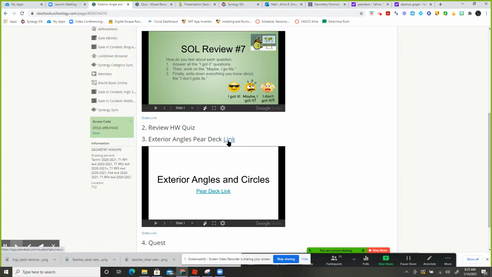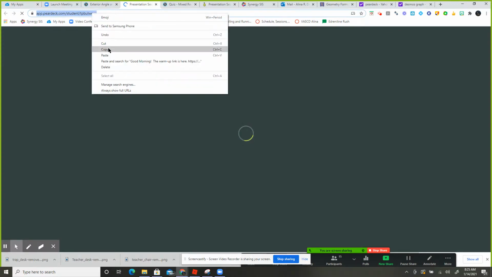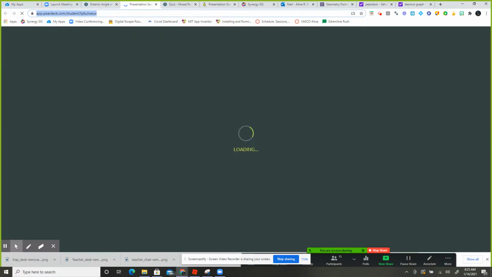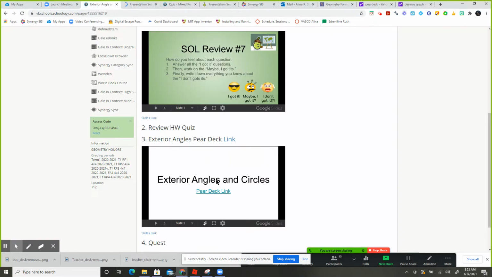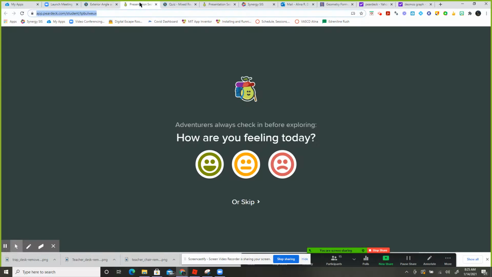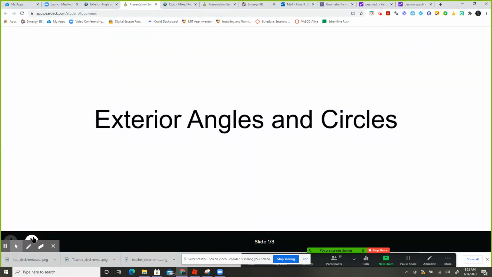It should work. What I do want to talk about, though, is exterior angles. So I'm going to give you this Pear Deck in case you are doing it on a separate screen. It is in the chat. And actually, let me open that and see if I made an answer key. Because if I did not make an answer key, we can just do it here.